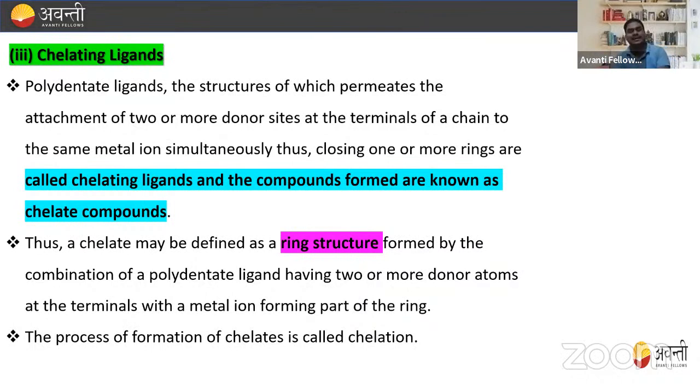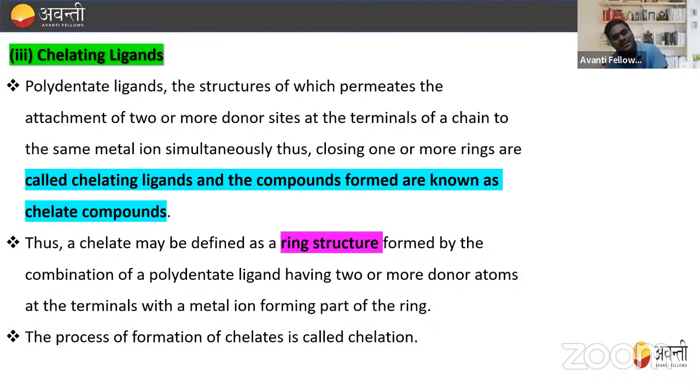Right. Next is chelating ligand. So what is this chelating ligand? Basically a polydentate ligand, the structure of which permits the attachment of two or more donor sites at the terminal of the chain to the same metal ion simultaneously, thus closing one or more rings, is called a chelating ligand, right? So basically, a chelating ligand is the ligand which provides the cyclic effect, right? When they have more than two donor groups, they donate in such a way that they make a cyclic structure around the metal. So they are known as chelating ligands, or we can say they develop the chelation effect, right?